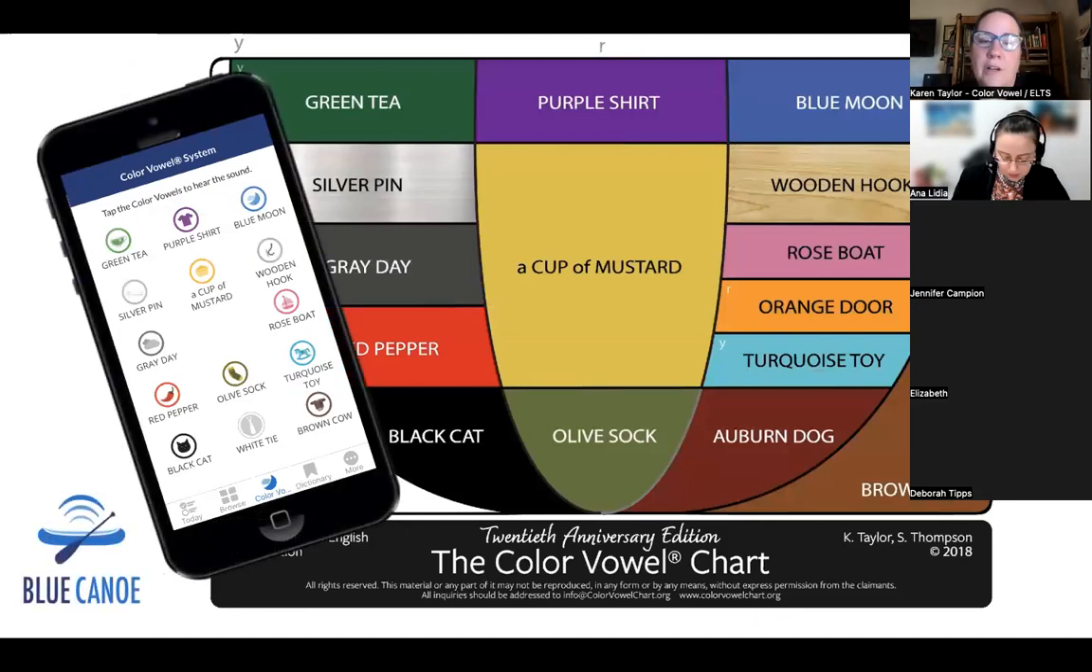So this is the color vowel chart itself. We do have versions that have the images superimposed on it, but I like the simple color vowel chart because it allows students to take in what is there and ask questions. And then later on, we can add whether it's the iconic images or keywords that we want to add and so forth. So this is the object. On the left here is what we use in Blue Canoe with those images I just introduced you to.